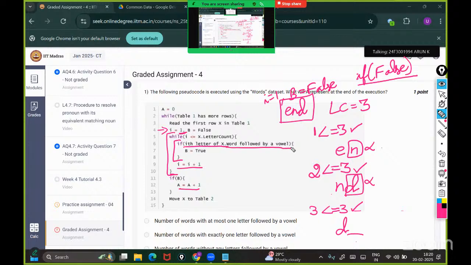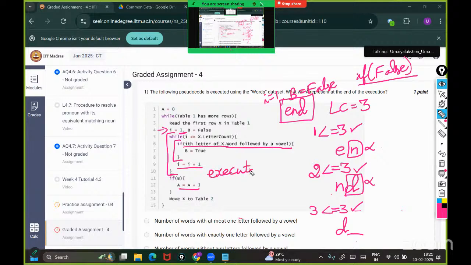Yes, exactly. Here there is no vowel, right? But what I'm trying to check is whether at least one vowel is present in that word or not. That is what we are trying to check, right? Okay. Let's take the word EXECUTE as an example.